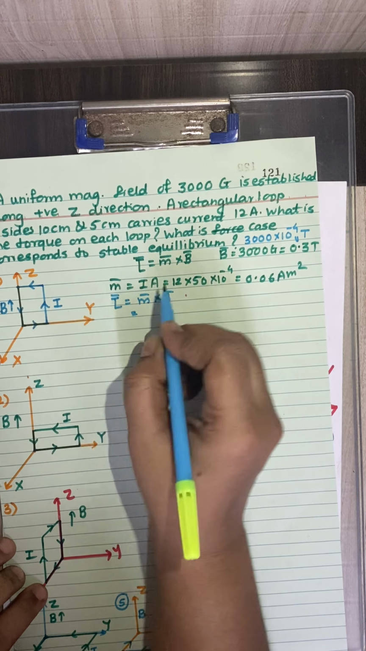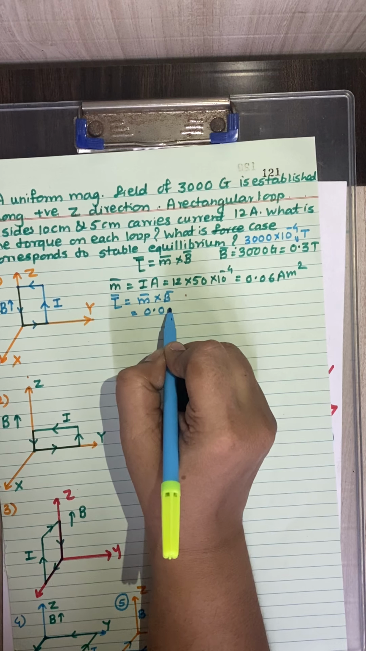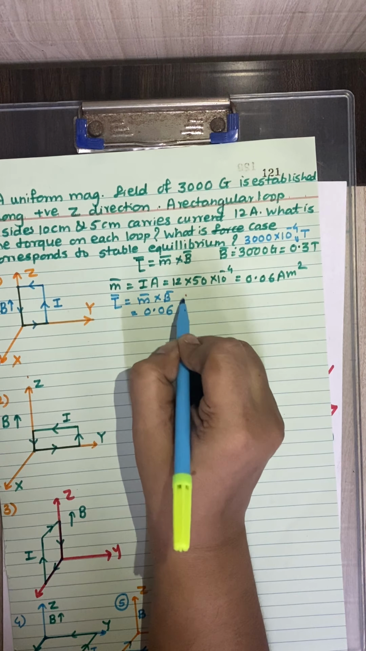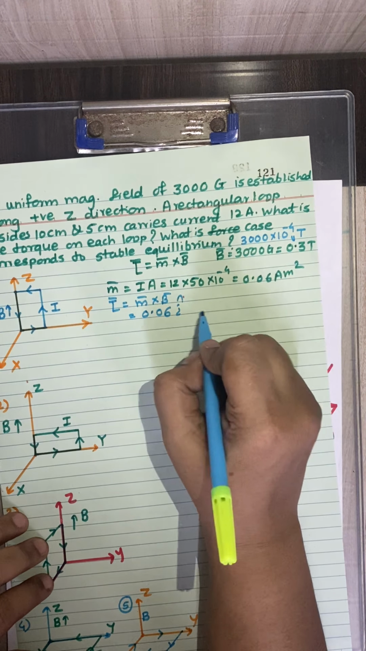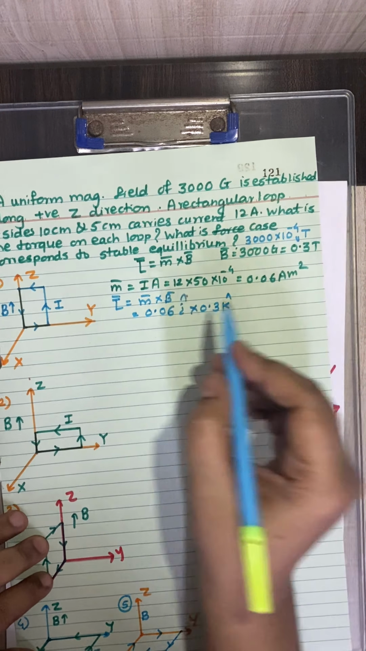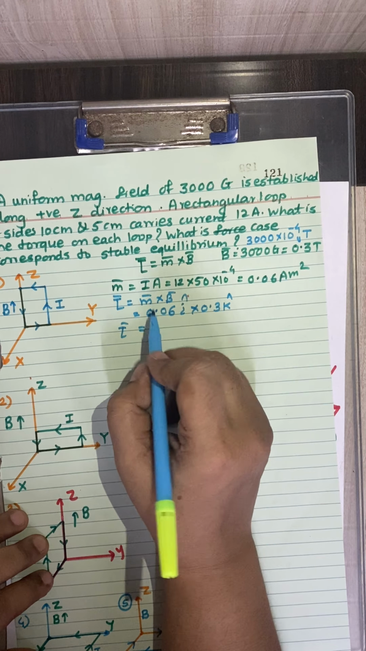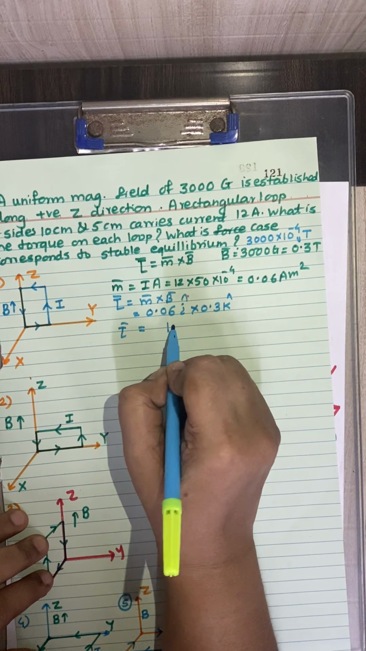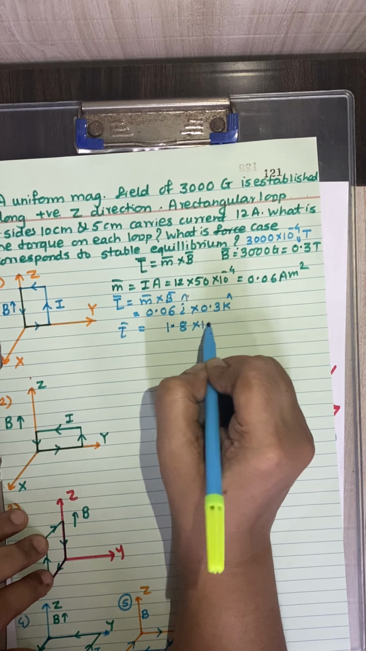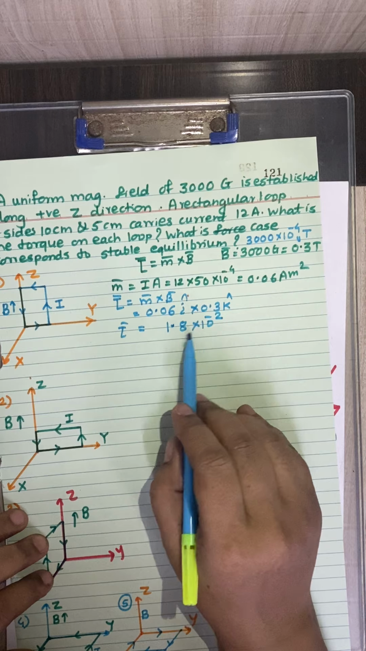Okay, now as I have shown you that the magnetic moment is along the x-axis, so 0.06 i cap multiplied by 0.3 k cap. Now I want to find out the magnitude and direction also. So this value comes out to be 1.8 into 10 raised to minus 2. But I have still not written the direction of the torque.